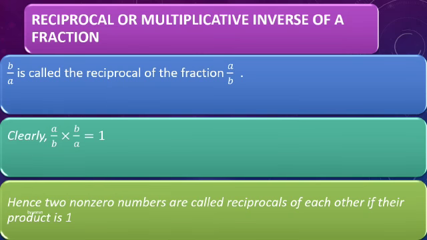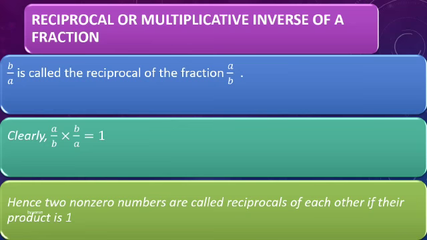Now, reciprocal or multiplicative inverse of a fraction. We have studied this earlier also, but we are going to discuss it again. B by A is called the reciprocal of a fraction A by B. In this, we are actually reversing the numerator and denominator. What was the numerator, now change it into the denominator, and what was the denominator, we have to change it into the numerator.